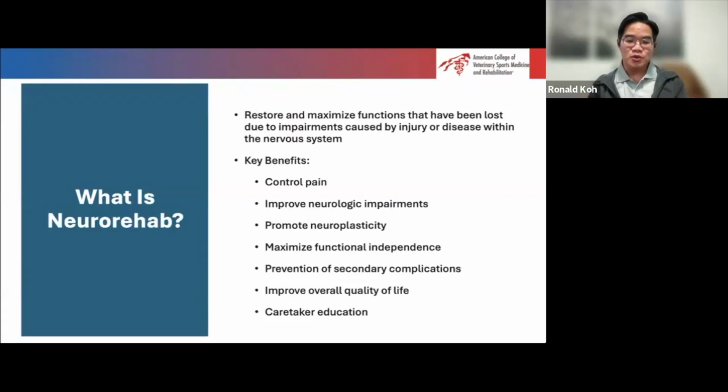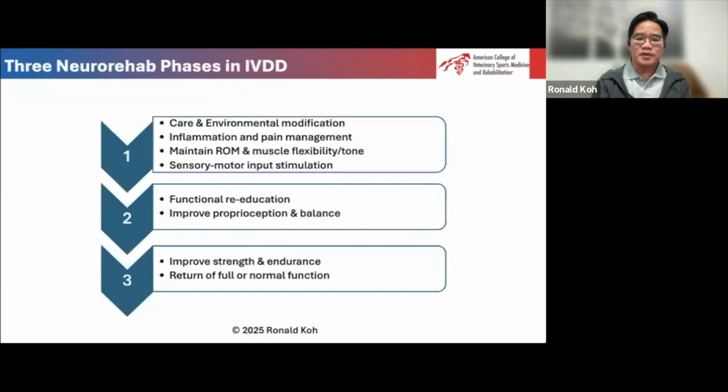Okay, so the key benefit is that we want to do everything, not just help the dog recover, but also teach the owner how to take care of the pet, because it's not going to be just 1 week or 1 month of treatment. It's going to be at least 3 months, 6 months, or even up to a year of treatment. So definitely need to spend some time on client education. And here are the 3 phases I use to design my structured rehab.